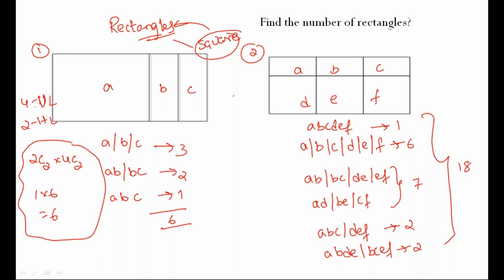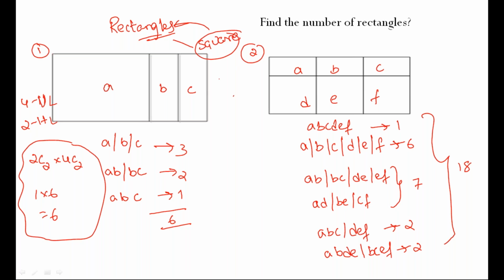Why C2? Why C2 in the sense that we require only 2 vertical lines and 2 horizontal lines. If there are 2 vertical lines and 2 horizontal lines, one rectangle is formed for us. So however many vertical lines there are, we select 2 of them. For selection purposes we use combinations, right? So that's why 2C2 into 4C2.